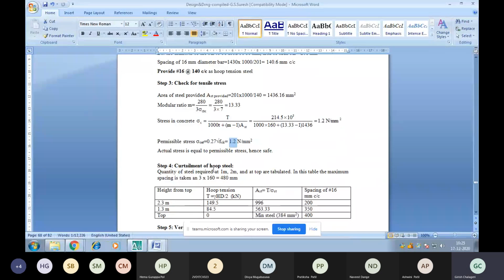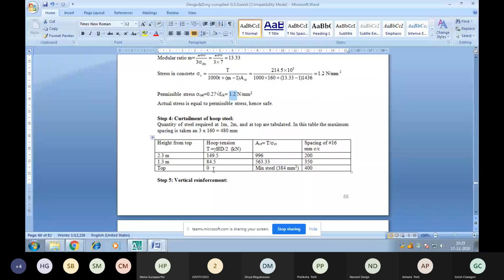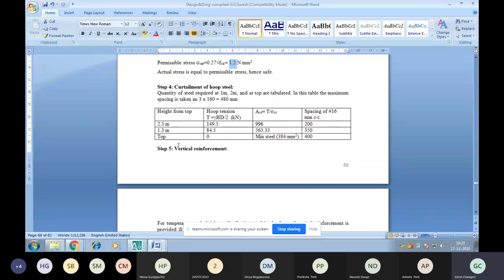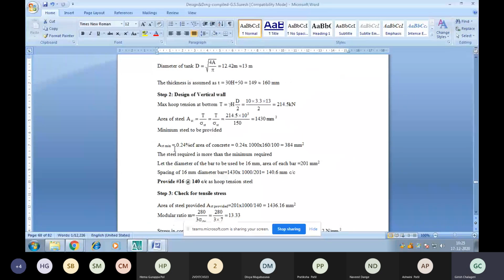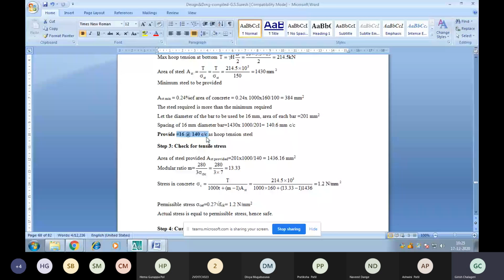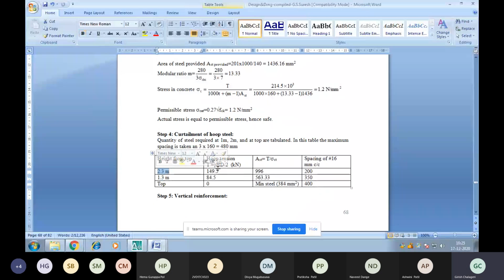Curtailment of bars in hoop reinforcement, as I told, as the height increases, for 3.3 meter height, the spacing required is 16 at 140. When the height of water will be 2.3 meter, what will be the pressure? Substituting the value of 10 into H equal to 2.3, D by 2 is nothing but 6.5. We get the tension as 149.5. For this the area of steel required is 996. Suppose I use 16 mm diameter bars, the spacing required will be 200.